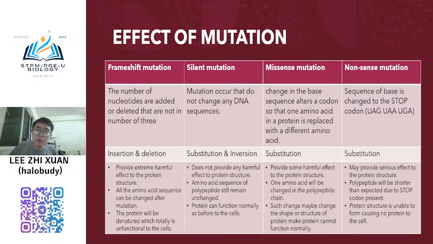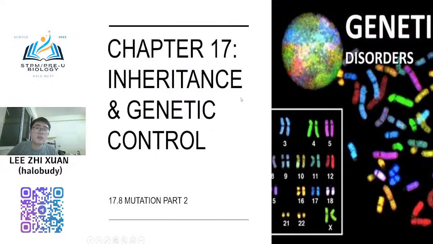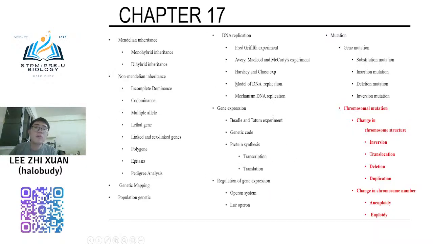Okay, so now we will proceed to the last topic, chromosomal mutation. So this is our last topic for this chapter. So finally. Okay, so chromosomal mutation is more complex compared to gene mutation. Under chromosomal mutation, you also have two classes: either a change in chromosome structure or chromosome number.